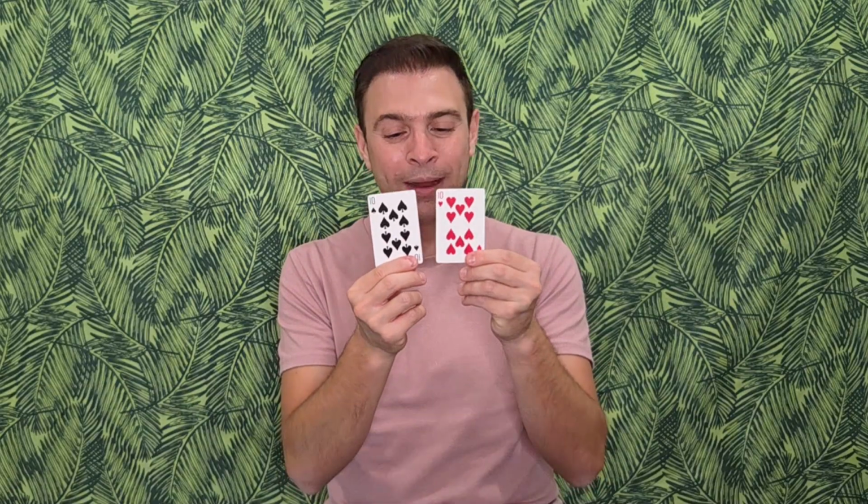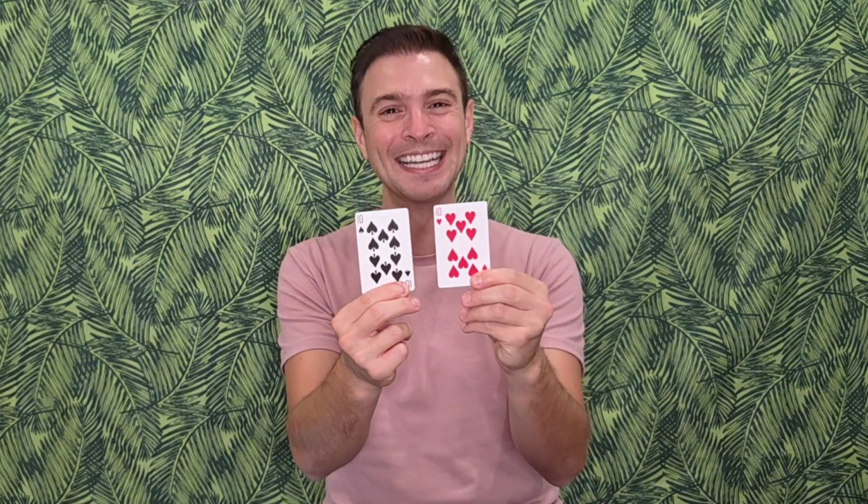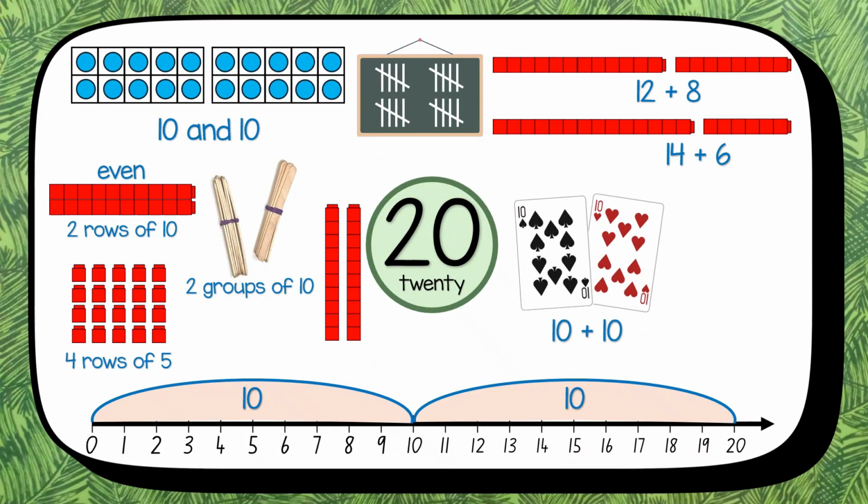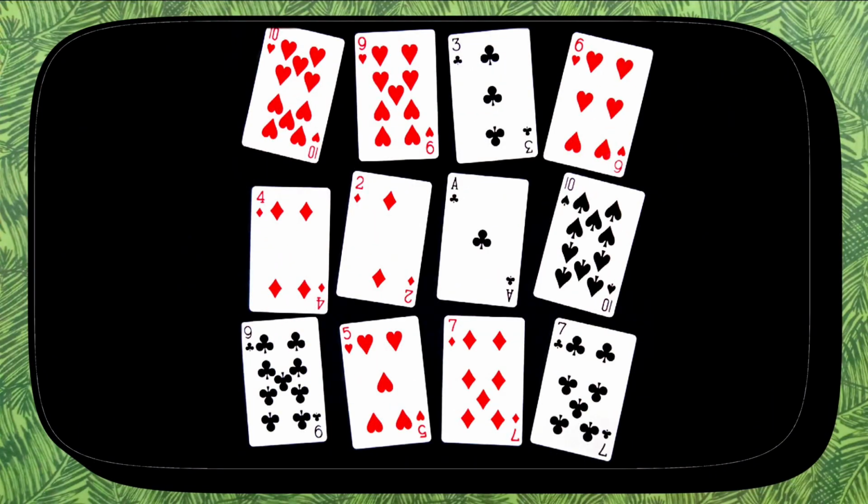Here are 2 cards that I found. Double 10, our 2 groups of 10 again. Let's count them the fast way, counting by tens. Ready? 10, 20. Let's have another look at the playing cards. Here's a challenge. Can you find 3 cards that make 20? Pause it here and try your best.